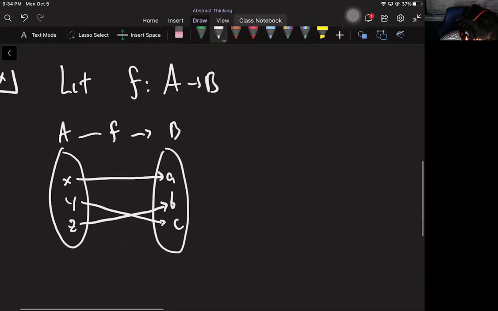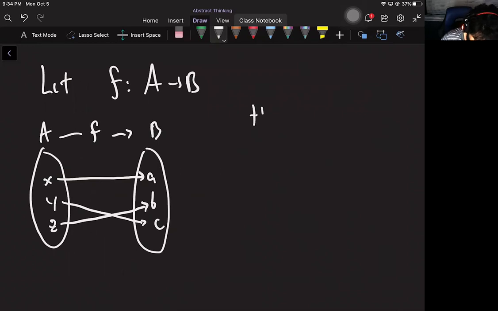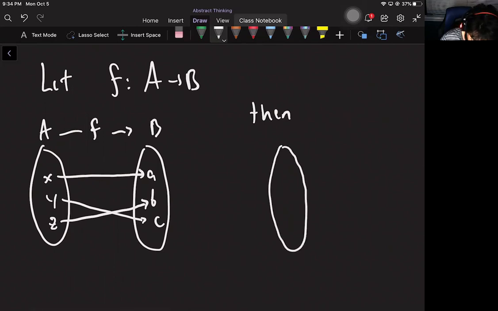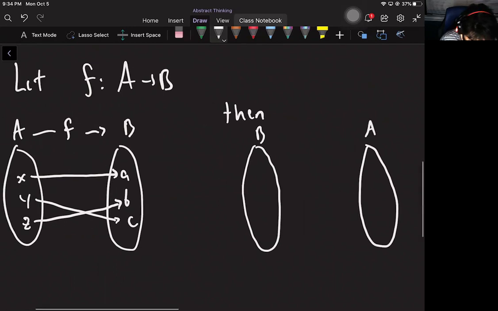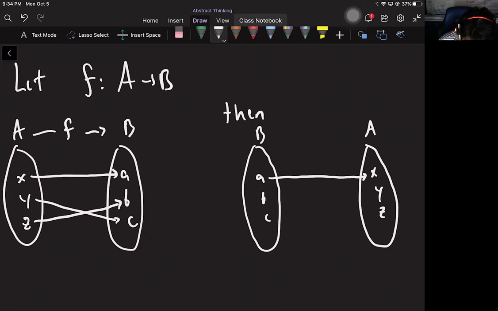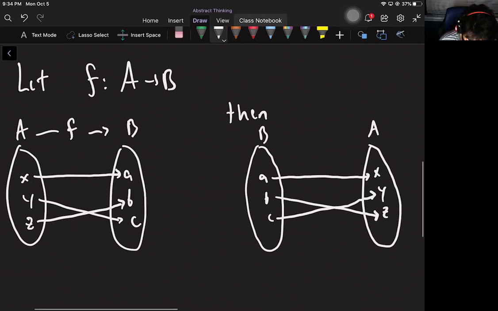Okay, so that's a function. So can I make it go backwards? Can I make a function going from B to A that just does the opposite of F? Yeah, so I can just use my picture. So what does it mean to do the opposite? Well, where did X go? It went to A, so I'm going to send A back to X. Y went to C, so I'm going to send C back to Y. And Z went to B, so I'm going to send B back to Z. So this is what I mean by doing the opposite of what F does.